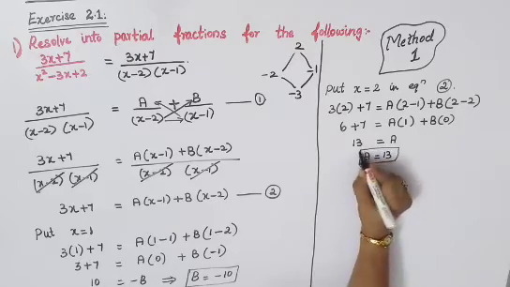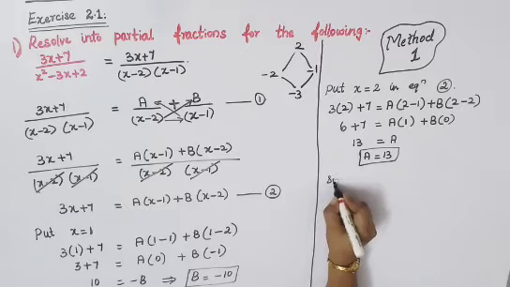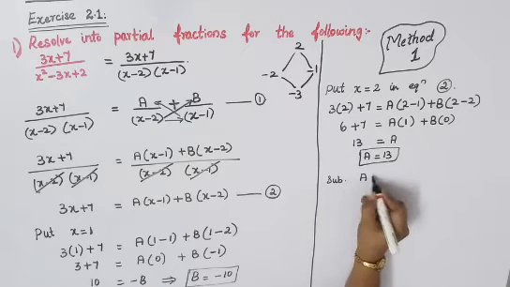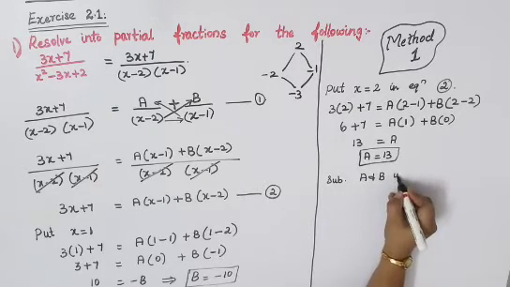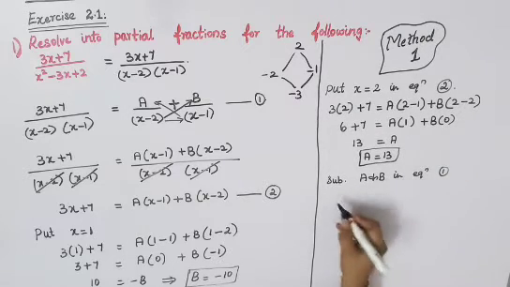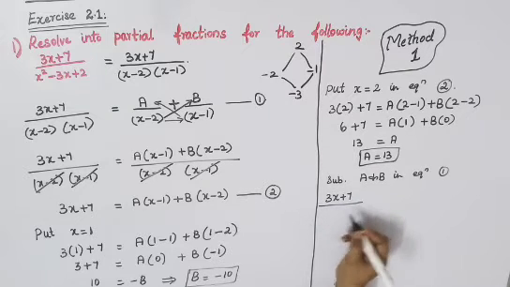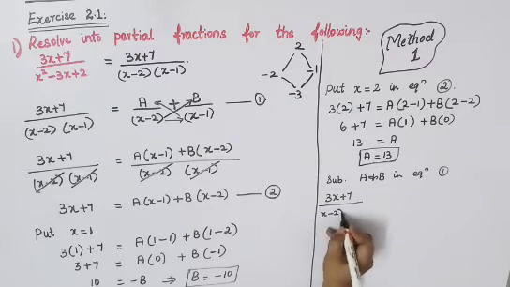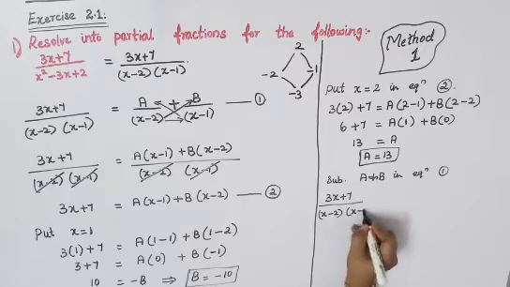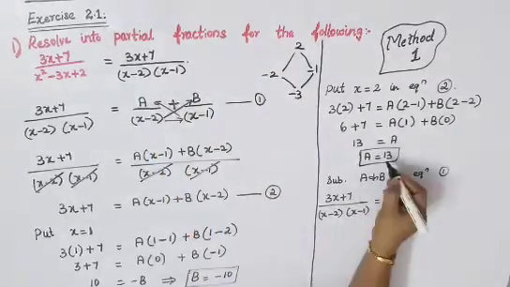Now we have got both the values A and B, so substitute them in equation 1. Substituting A and B in equation 1, I'll write the equation as it is: (3x + 7) divided by (x − 2) into (x − 1) is equal to A, and instead of A you put 13.